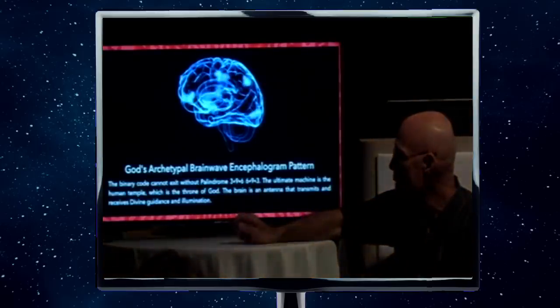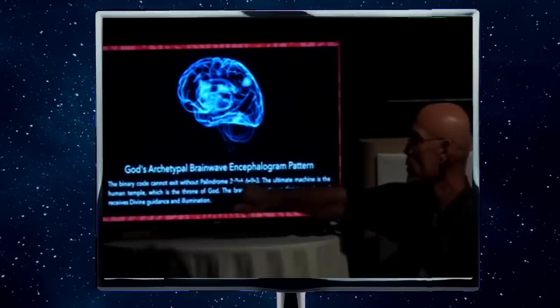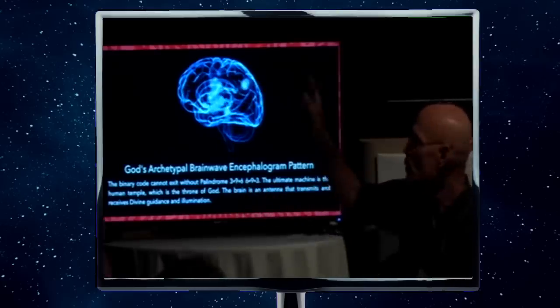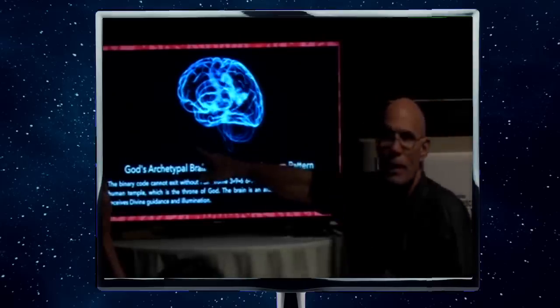The binary code cannot exist without palindrome, 396693. Well, there's your answer then. So what comes after 6? Another 6, but you can't see it. So it goes 396. There's another 6 hidden behind the 6.